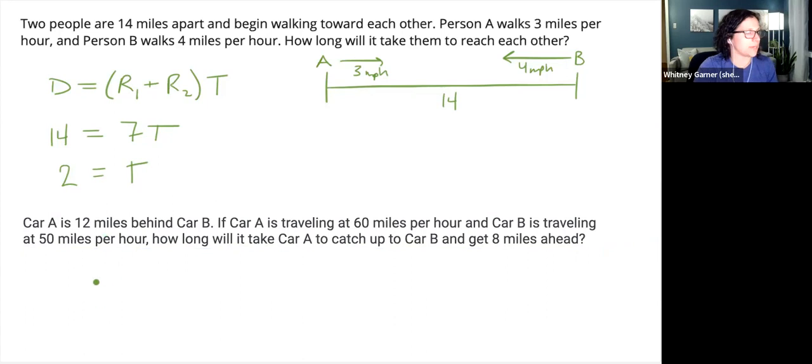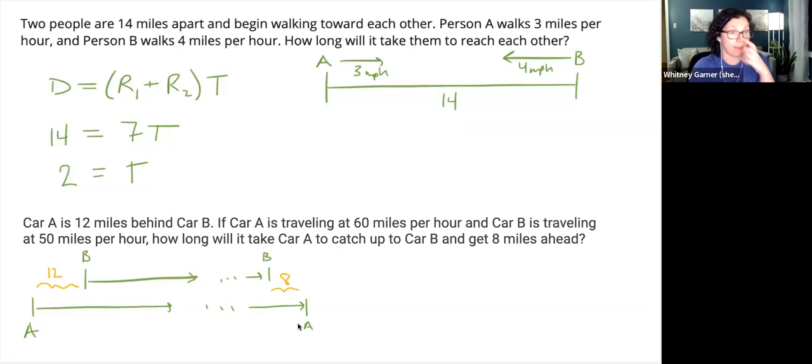When we have a chase situation going on, we need car A to make up this 12 miles and these 8 miles. We can certainly do what we did in the previous lesson, which is move our little Tonka trucks through space. But we can also say that car A is trying to cover a distance of, in this case, 12 plus 8 miles, the 12 miles it's behind and the 8 miles it needs to get ahead, at a rate of 60 minus 50, right?